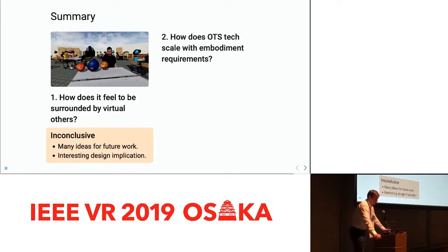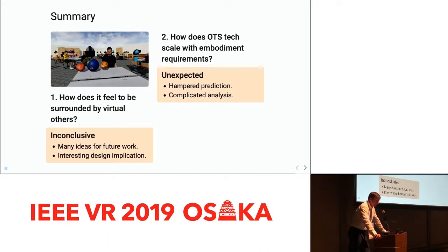How does the off-the-shelf technology scale with embodiment requirements? Well, unexpected. It hampered the prediction, and it really complicated the analysis. And we are quite experts when it comes to the Unreal Engine 4, but it's still a black box, although you have the source code, and I could rant for hours about that one. Basically, it says, like, we found something here, and there we couldn't control for it. If you think about it as an experimental setup, that's a bad message. We lost control of our really to-be controlled values here.